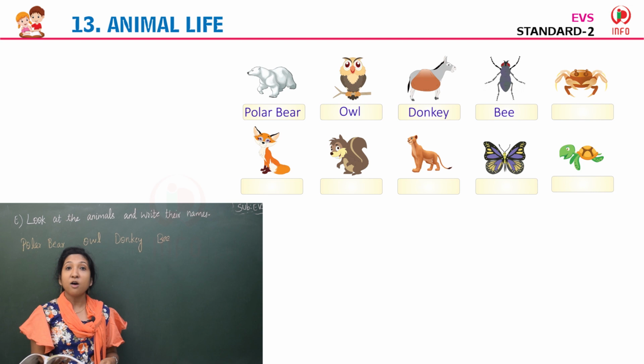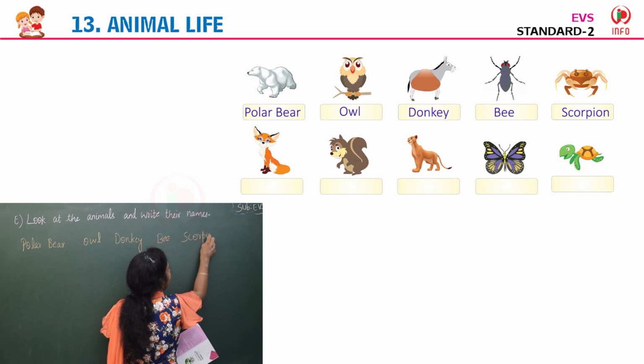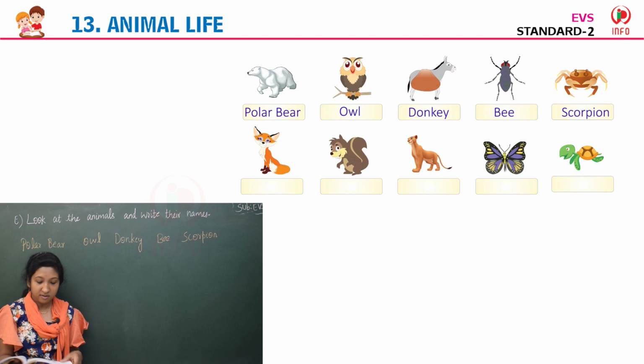Now the next image. If it stings you, we get pain. What is that? It's an insect type. Yes, it is a scorpion. S-C-O-R-P-I-O-N, scorpion. Now coming to the next image.